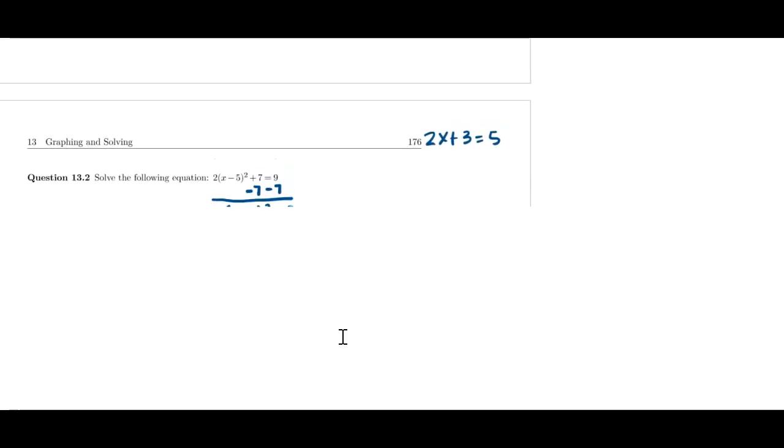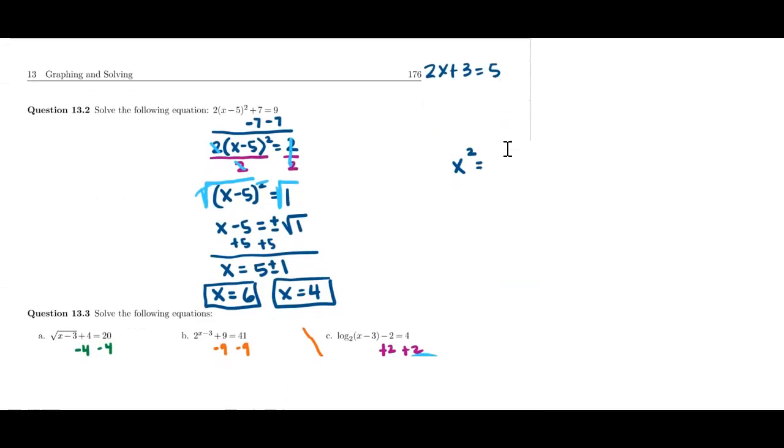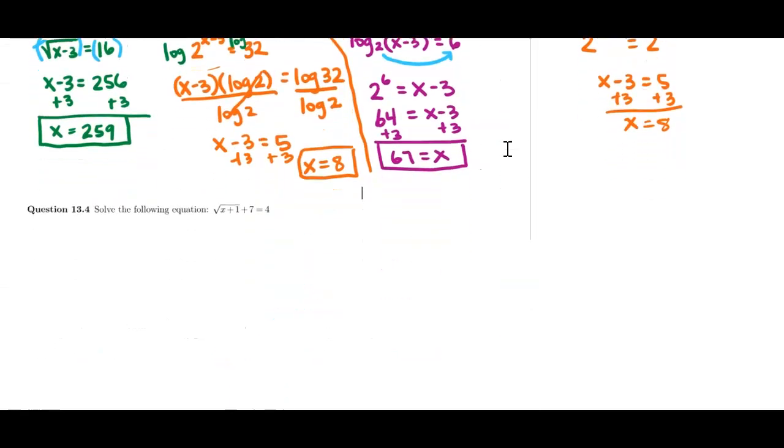Done. Oh, it keeps disappearing, reappearing. Not sure what's going on here. Okay.